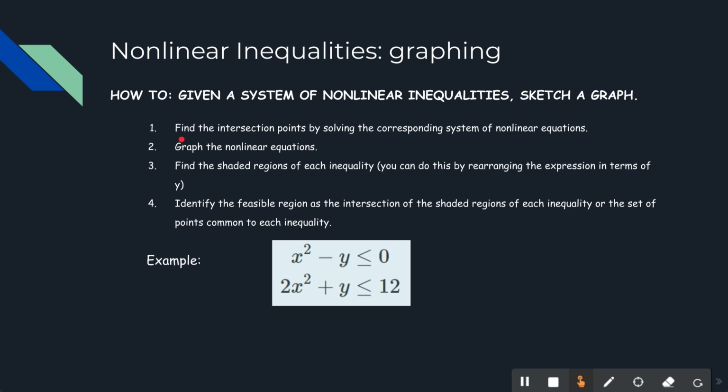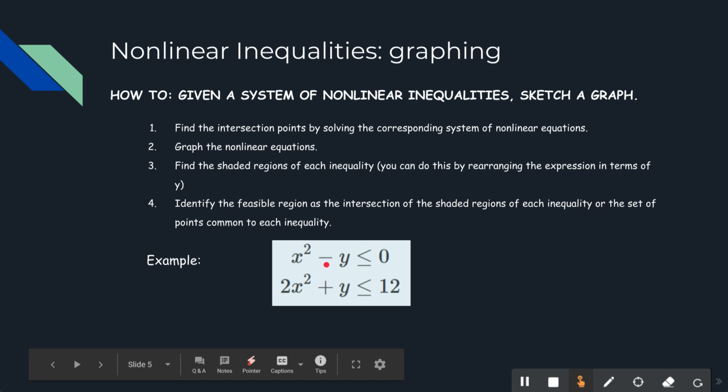And we first do that by finding the intersection points by solving the system of nonlinear equations, basically finding where the two graphs intersect. So let's treat this as one equation, this as another equation. Let's not care about the inequality signs for now. Let's just act as if this is an equal sign and this is an equal sign and find where they intersect. Then we can graph them, right?